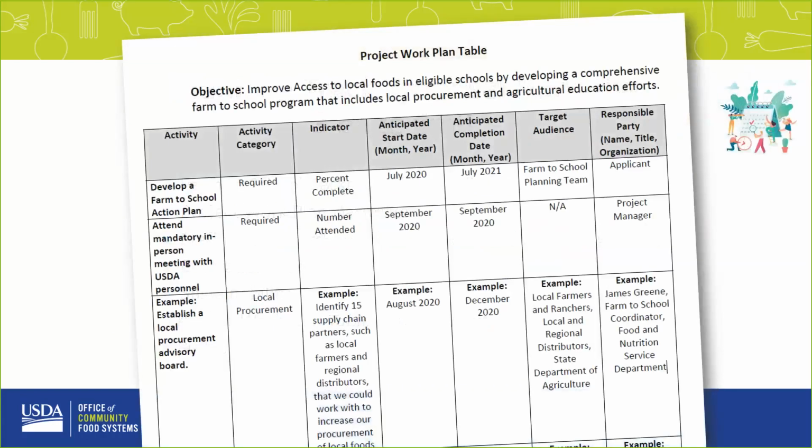In addition to the proposal narrative, a project work plan table is required. This table will help reviewers understand the overall project activities, timeline, target audience, and who is responsible for accomplishing each activity. This example project work plan table shown here is provided in the RFA. Label the required activities as required, just as they are in this table, and then additional grant project activities pertaining to your project will be categorized as associated with local procurement, agricultural education, or both.